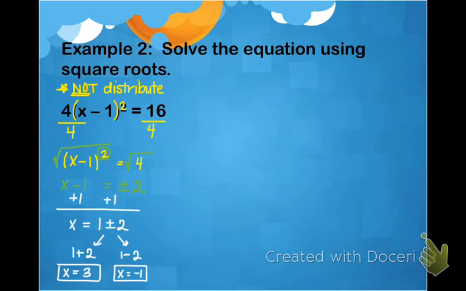And so that's what we get. Make sure you don't distribute. Make sure that that plus or minus gets added in immediately after you take the square root. A lot of people, like I said, will leave the plus or minus off in this step right here, and they'll get 3 and then add the plus or minus on.